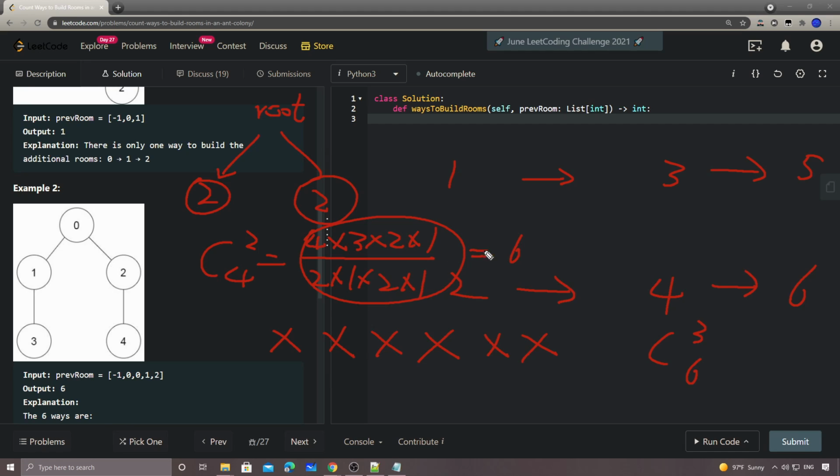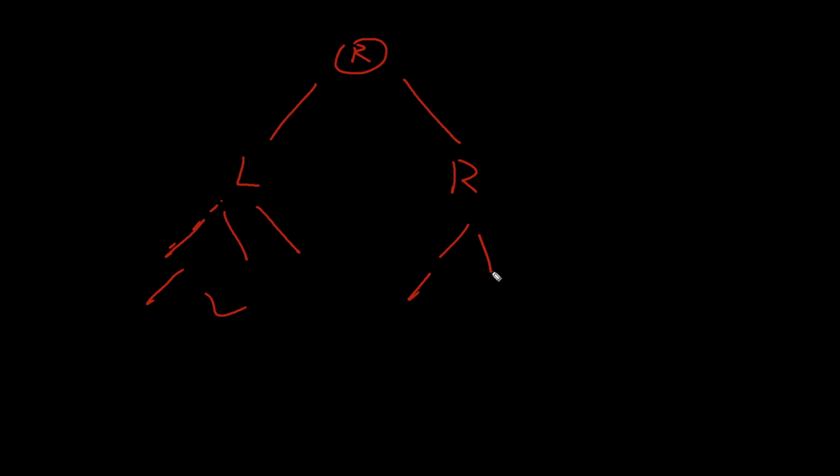Since for the left and right there's only one way each, that's how we get C(4, 2). How about a more complicated scenario? Because this one is only 1 and 1. Let me try to use a blackboard. This is the current root. Now we have a left and a right, and this one is like another subtree. This one is another subtree.